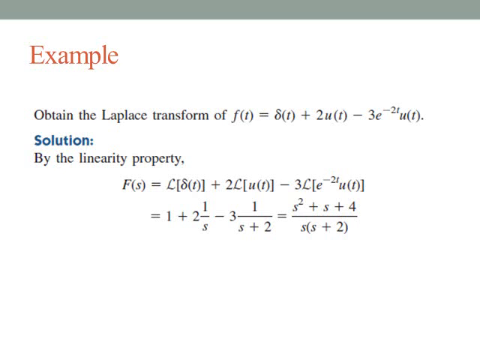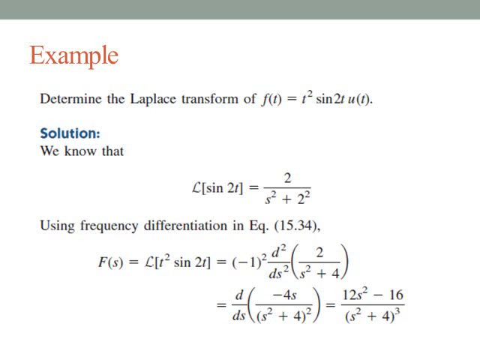Okay, Laplace of delta of t, as we can see in table 15.1, is 1. Laplace of u of t is 1 by s, which we have multiplied with 2, and Laplace of e raised to power minus 2t u of t is 1 by s plus 2, and we have multiplied this with minus 3. You can even leave the answer over here, or we can just take the LCM and use this equation, s square plus s over 4 over s into s plus 2, as our final answer.